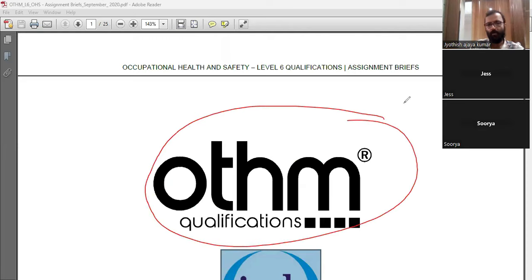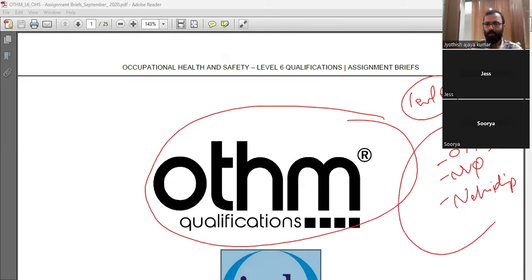First, let us understand what is OTHM. OTHM is a level 6 qualification. Now, why are you doing this level 6 qualification? There are many level 6 qualifications, for instance. OTHM is a level 6 qualification. Then NVQ has a level 6, another level 6 qualification. NEBOSH IDIP is also another level 6 qualification.